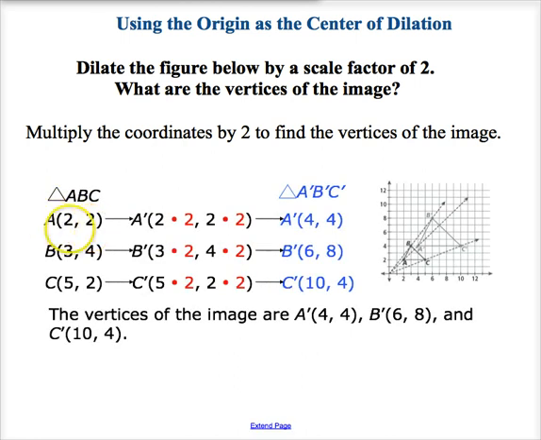So if you can see, here's my original ordered pair, 2, 2. I multiply both the x and the y in the ordered pair by 2, and my new point is at 4, 4. My original at 3, 4, I'm multiplying each part of the ordered pair by 2 to get 6, 8. Same thing with 5, 2. Multiply each by 2 and get 10, 4. And here's the new figure. It's dilated. It's definitely enlarged because of a scale factor of 2.